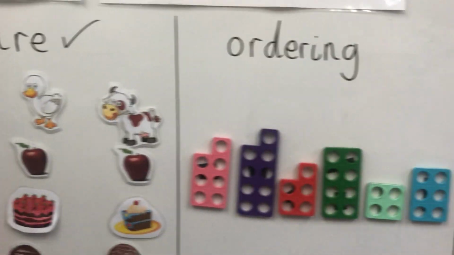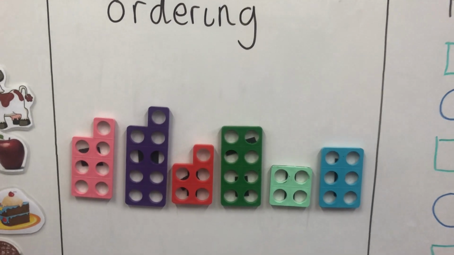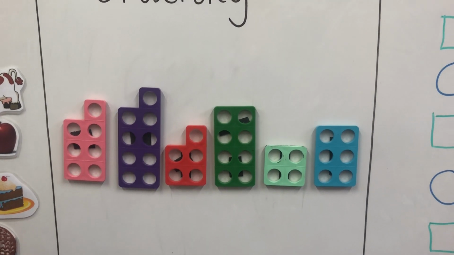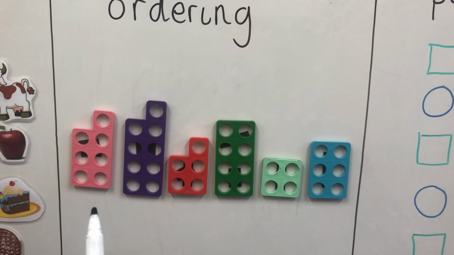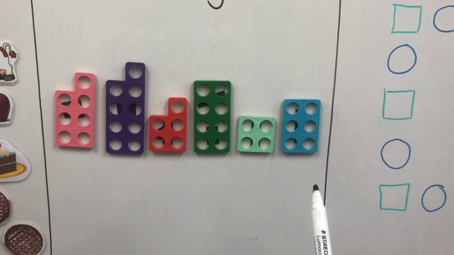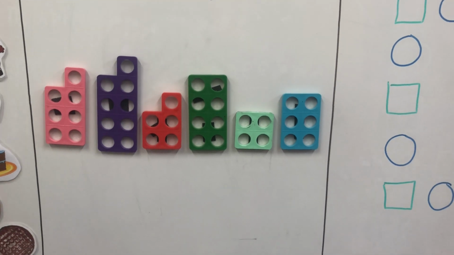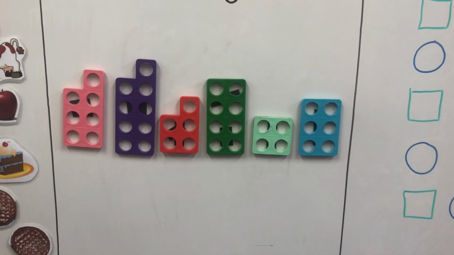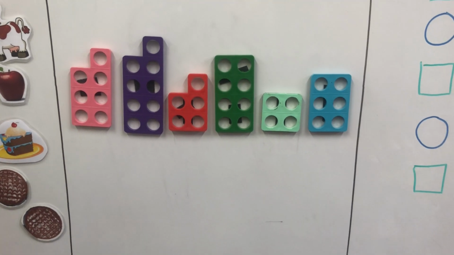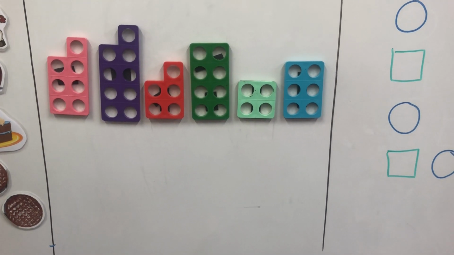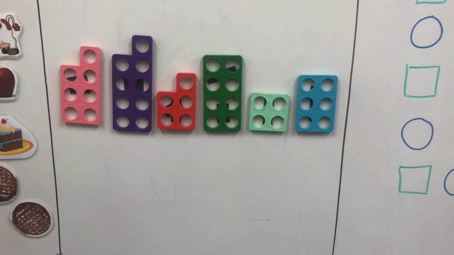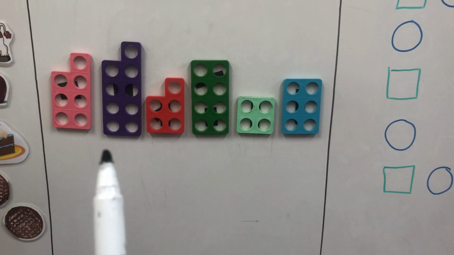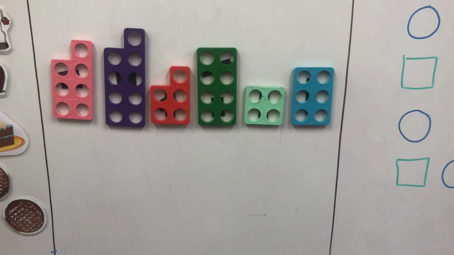Well done. Now, ordering. We have some numbers. We need to order them from the smallest one to the largest one. These numbers don't start at 1, but they do go in order. So we need to sort them out. So our first question is, what is the smallest number there? Which is the smallest number there? What do we think?